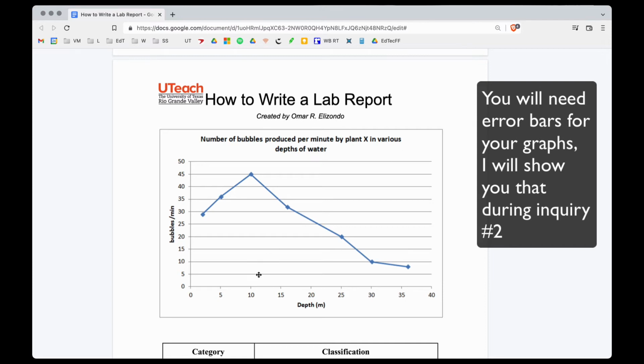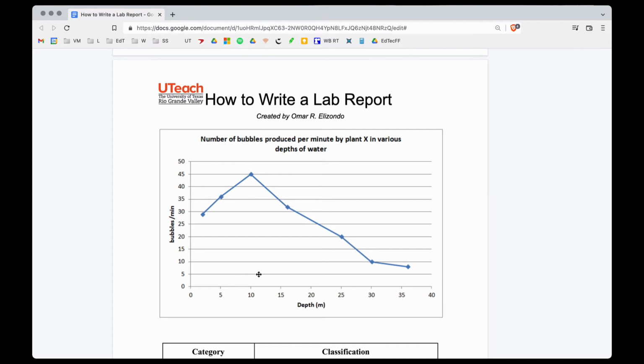This is telling me, just by looking at it, that the deeper we go into the water, the less number of bubbles the plant is going to be able to produce. We have our x-axis. I know how deep it is, and it's in meters, which is correct. We have our y-axis, which is the number of bubbles per minute. Wonderful. This is a really good line graph.